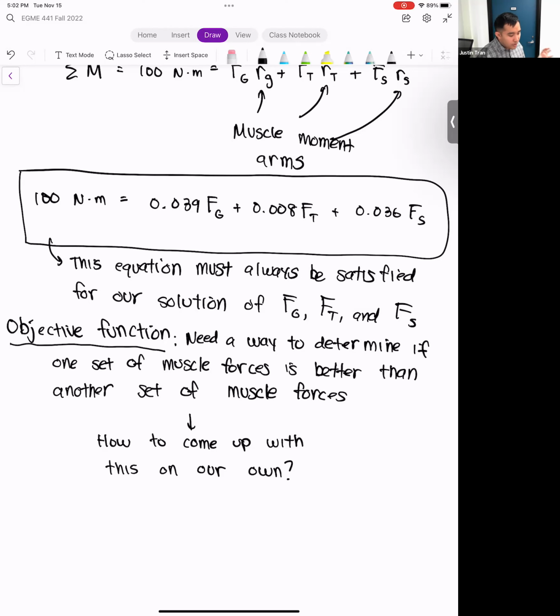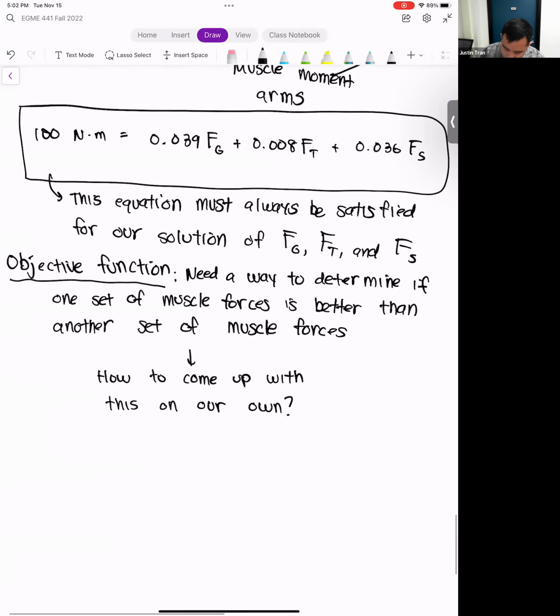Okay. And so I'm going to do the same problem, and I'm going to do it a couple ways. And so I'm going to show you kind of how the choice of the objective function can affect our results. Okay. So let's do something that's very simple first. And so let's write an objective function that's going to minimize the raw total amount of muscle force that we're going to produce. Okay.